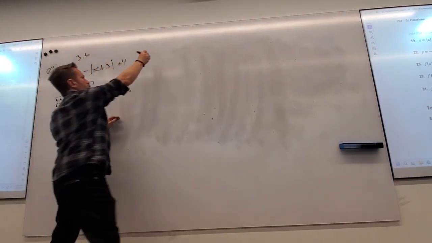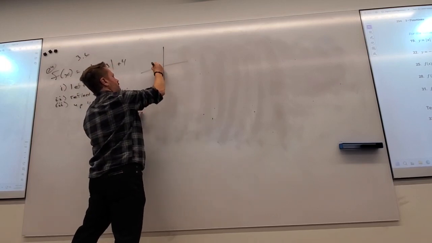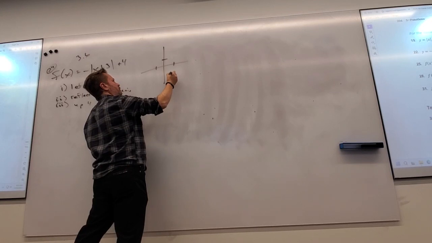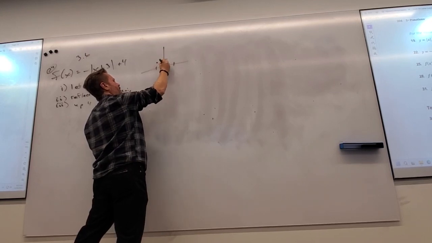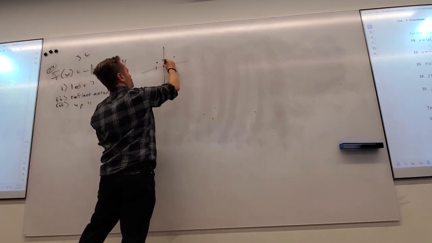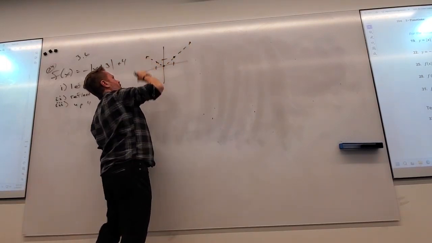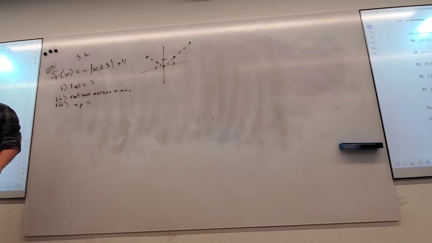What's the base function look like? Absolute value of x. So what's it look like? It's like a V. A V, okay. There's the base function. And then you just pick points and you move them, right?